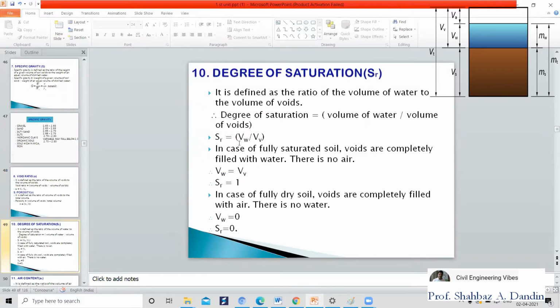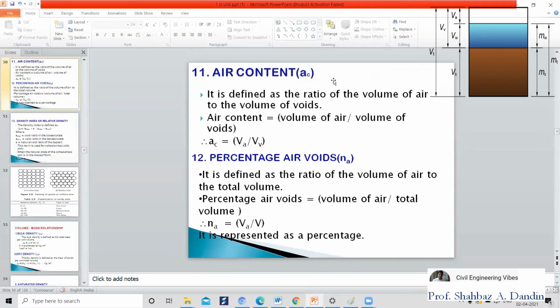Degree of saturation is equal to volume of water compared with the volume of voids. Okay. That means once we go to saturation, all the voids are filled with water, right? The water has captured the void space completely. Then volume of water compared with volume of voids, that is equal to that, right? We will get to know.